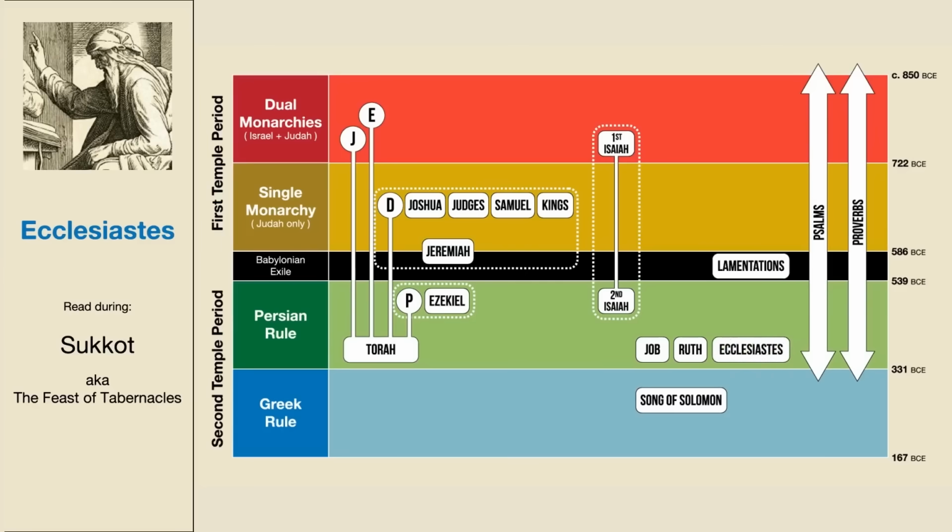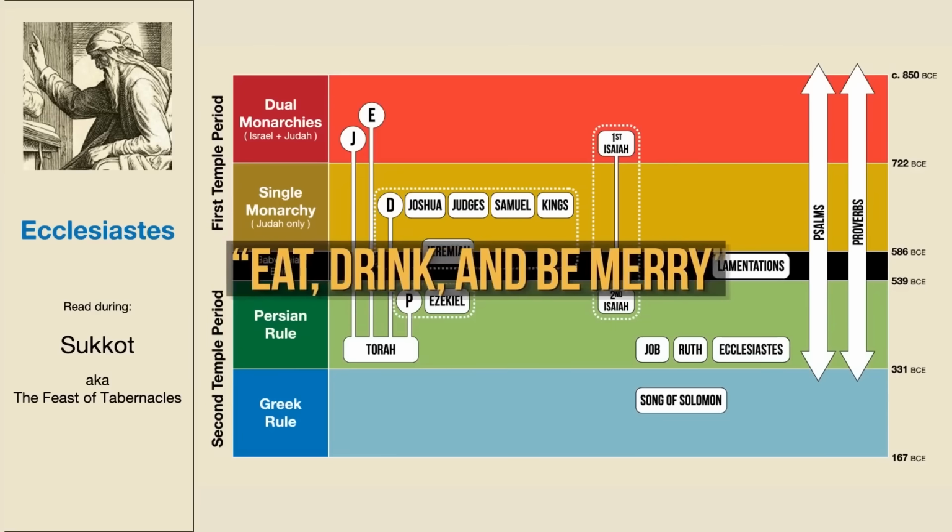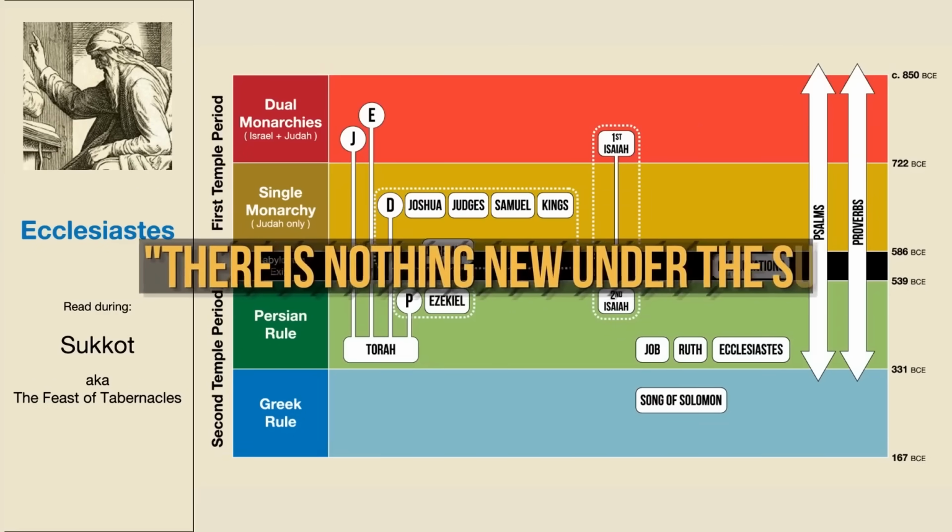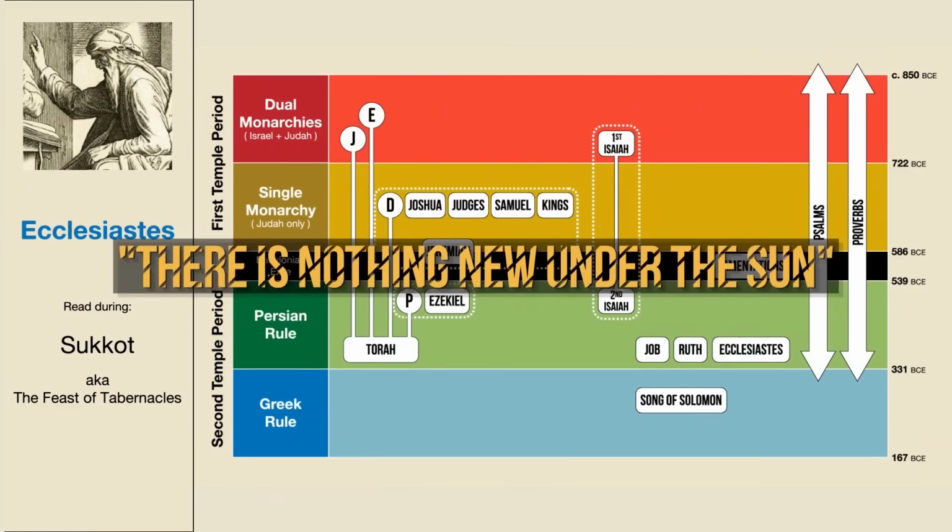Ecclesiastes is a strangely pessimistic, brooding sort of book, but one that has inspired authors and poets for centuries, including the likes of Shakespeare, Tolstoy, and Hemingway. It's a good example of how the Bible has had such a strong influence on Western culture that even those who know nothing about the Bible are familiar with phrases that come directly from it. For example, the phrases, "eat, drink, and be merry," or "there is nothing new under the sun," or this song.